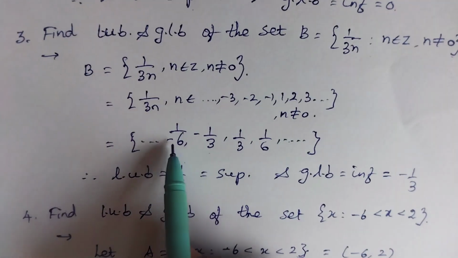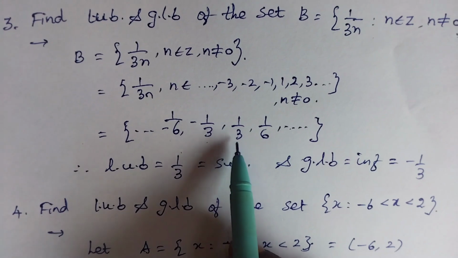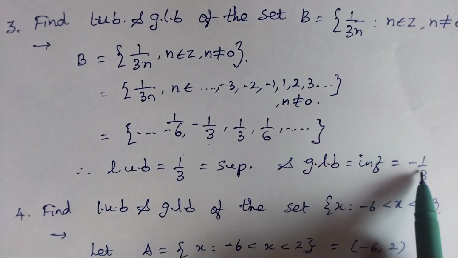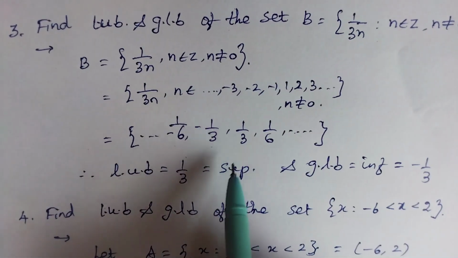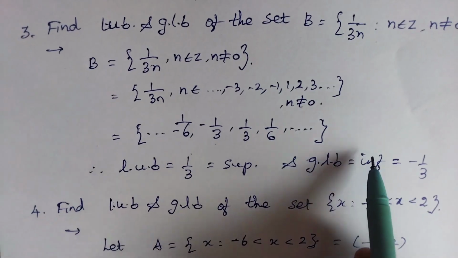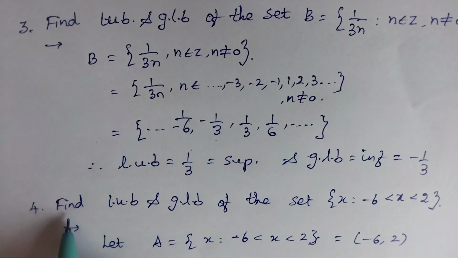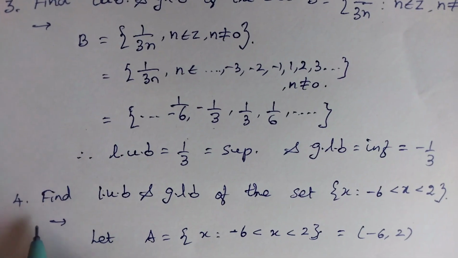So in this set, the upper bound is 1/3 and the lower bound is -1/3. So the least upper bound, the supremum, is 1/3. The greatest lower bound, the infimum, is -1/3. Next, we discuss the next question.